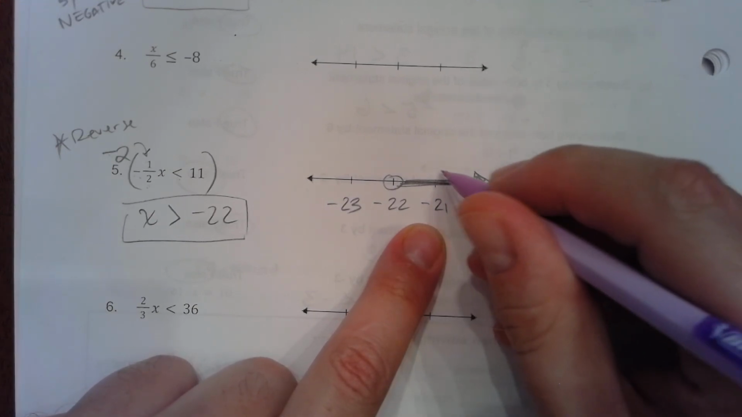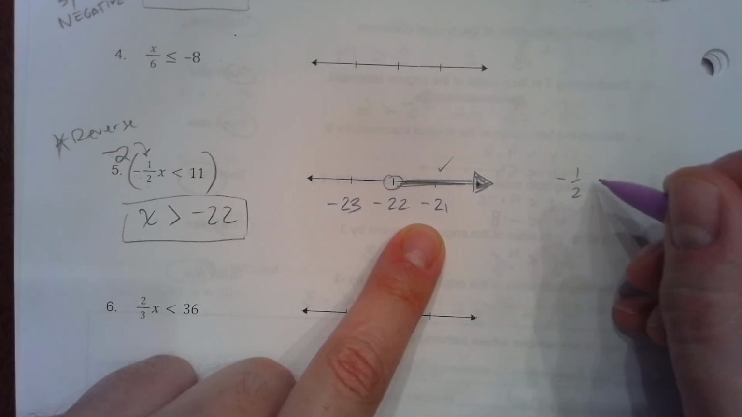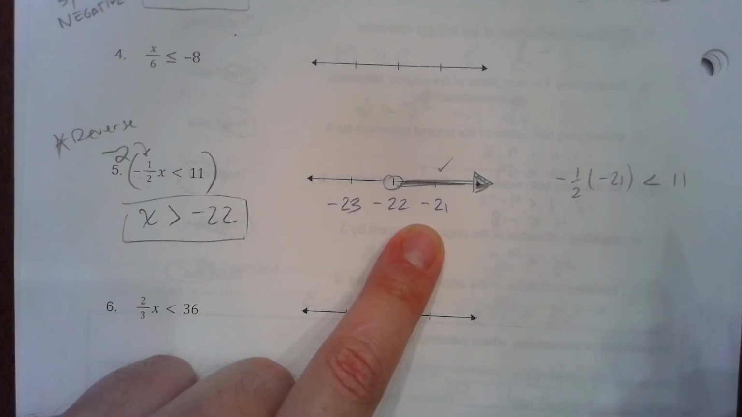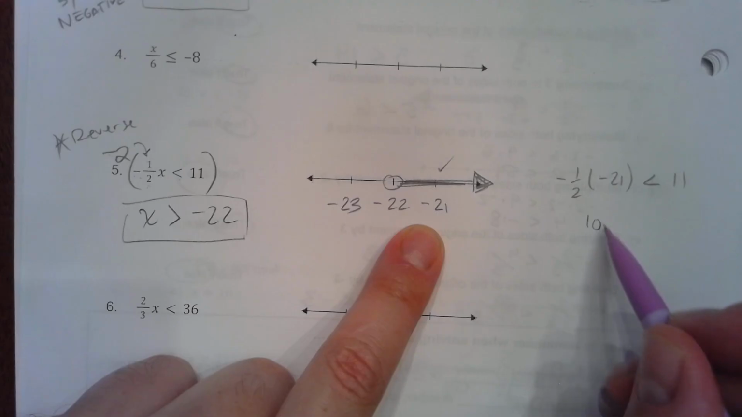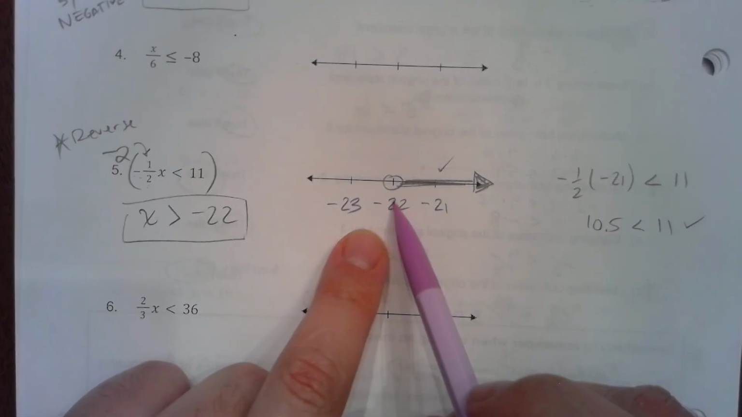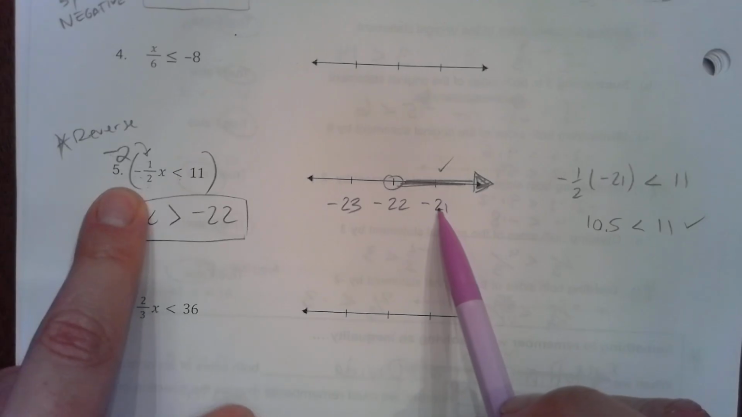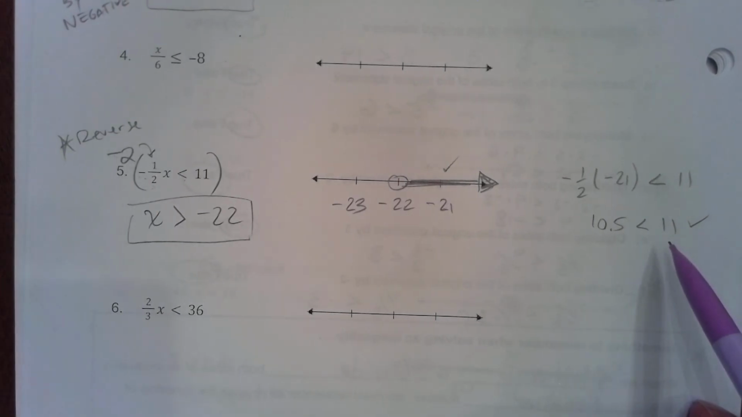Let's plug in negative 21. Negative 1/2 times negative 21, is that less than 11? Negative times a negative is a positive. Half of 21 is 10.5. Is 10.5 less than 11? That's true. This is 1 unit apart. When I multiply it by a half, that makes these a half of a unit away from each other.